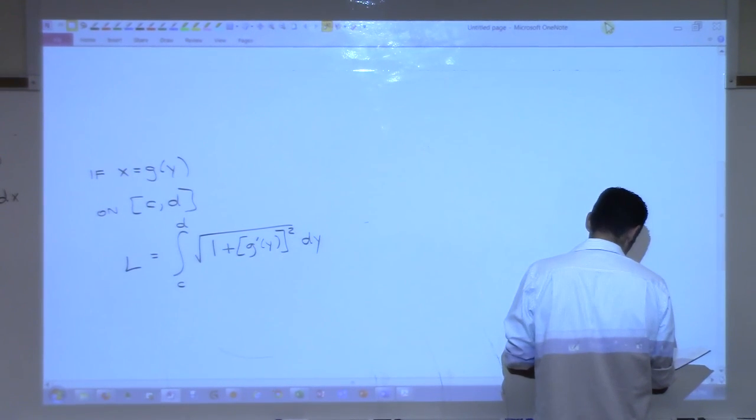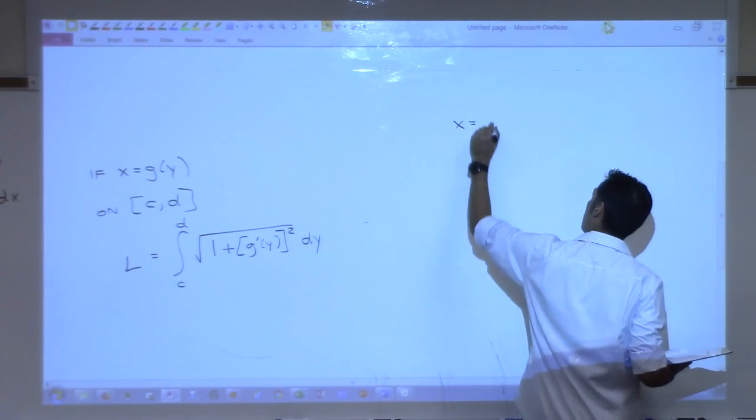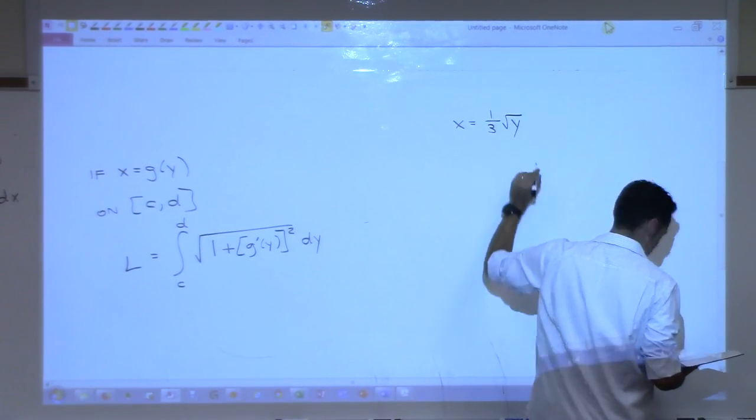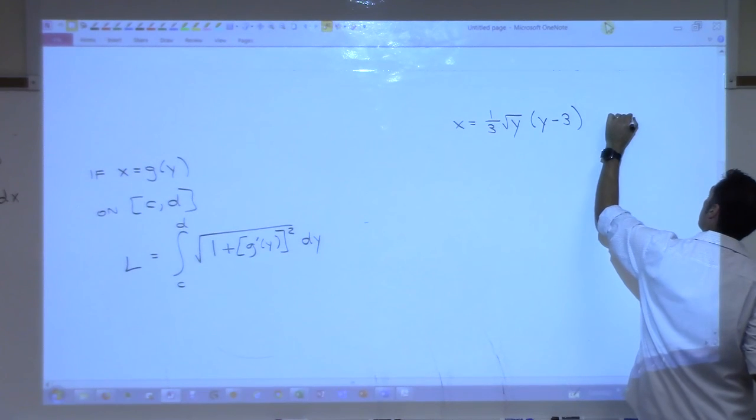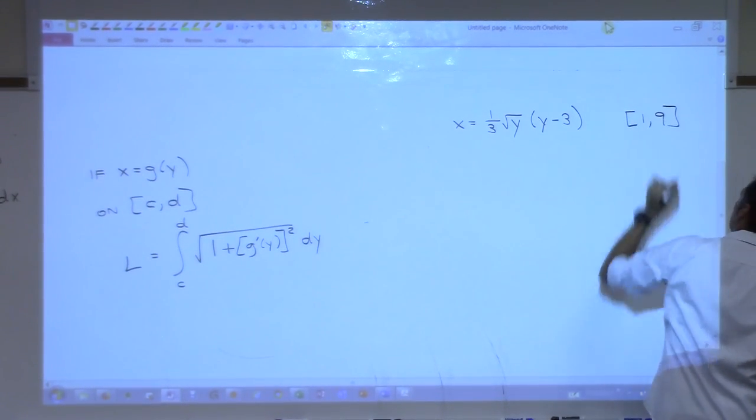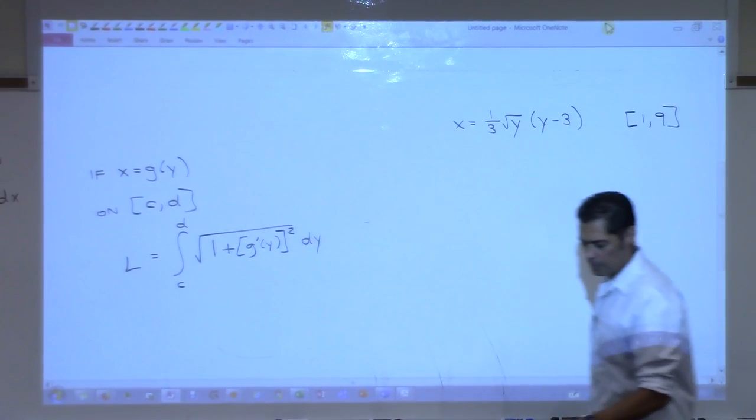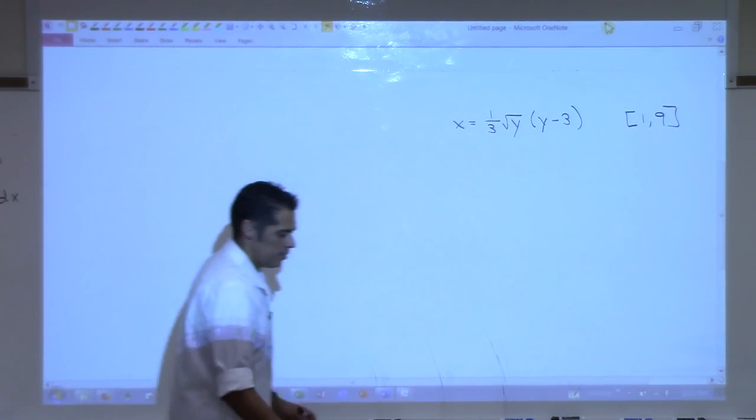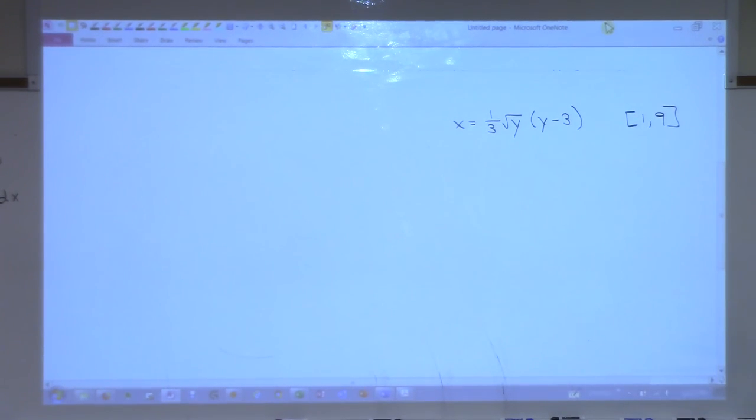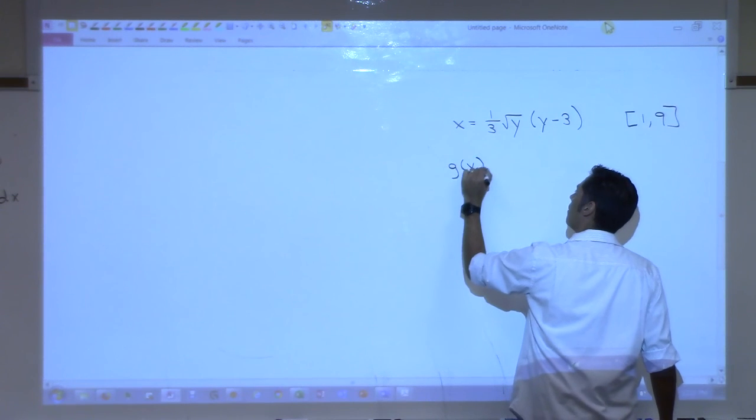That seems uninteresting. Okay, I'll just do this one. x is equal to 1/3 square root of y, times y minus 3, and then we're going to be on the interval 1 to 9. So those are y values. So we want to find the length of this curve. So is it obvious to you that it's solved for x? So this is a function of y, right? Is that obvious? So let's just call it g of y, right?